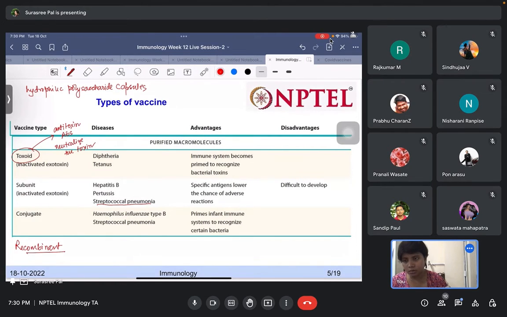For example, toxoids also can be produced this way. The gene for producing the toxin can be cloned and the toxin purified from cultured host cells, and therefore these proteins can also be used as vaccines, right? So that will be a protein vaccine. One such recombinant antigen vaccine, the first recombinant antigen vaccine which was approved for human use, is the hepatitis B vaccine.